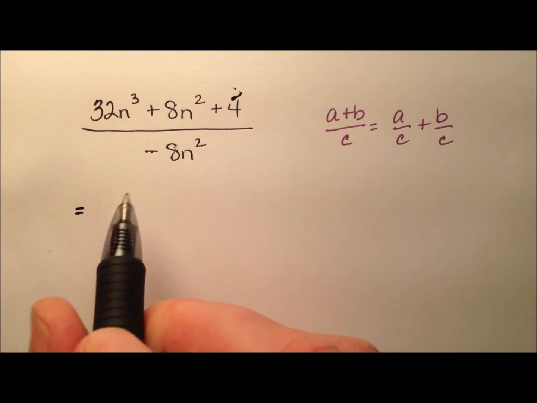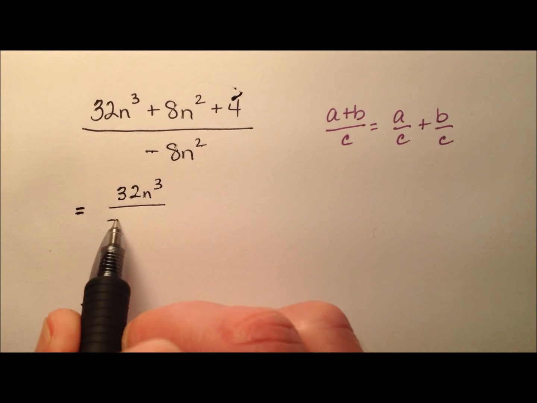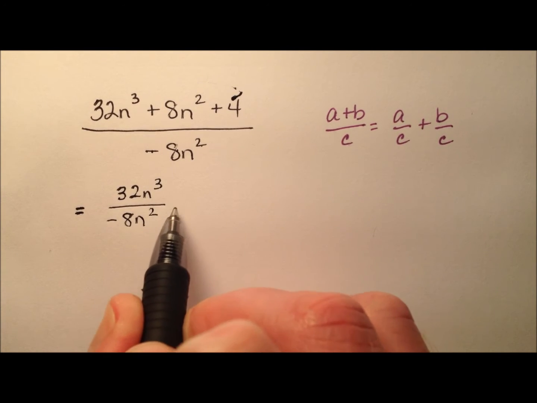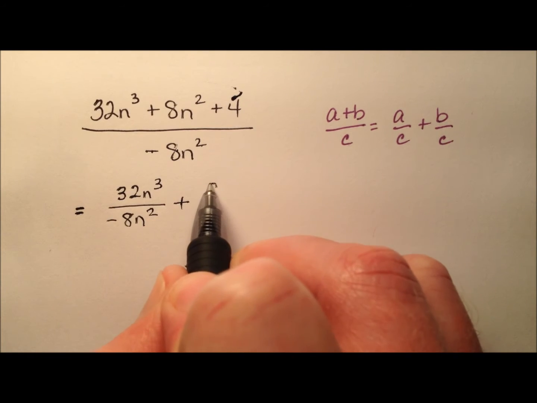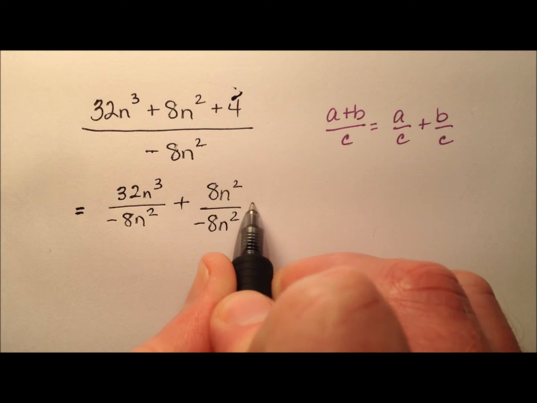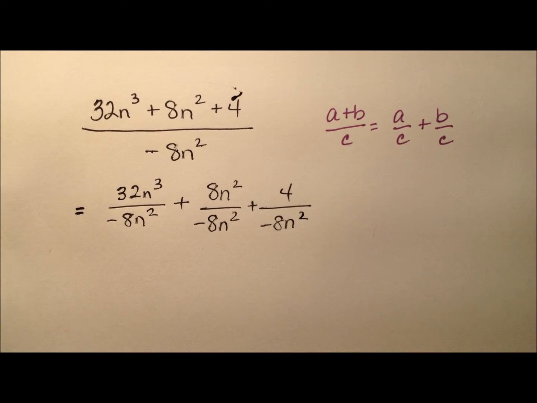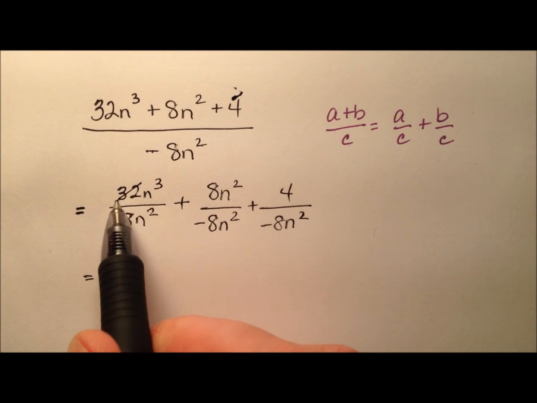fraction independently. So first I can say 32n cubed over that common denominator of negative 8n squared. Then I'll have plus 8n squared over that common denominator of negative 8n squared, and then plus 4, and again over that common denominator. Okay, so term by term, the 32 and the 8 I can cancel.